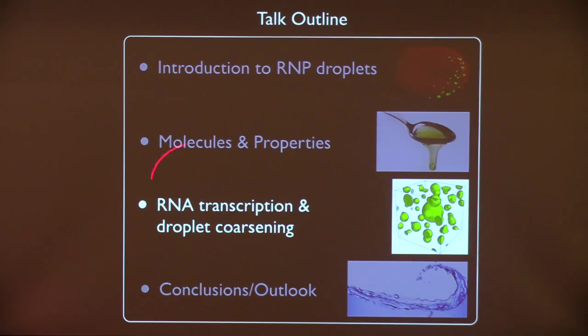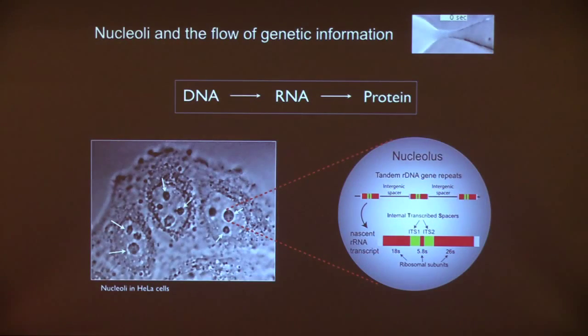And in the time remaining, I want to tell you a little bit about RNA transcription and droplet coarsening. So we'll see. I may have to go a little bit more quickly. But I mentioned that you can think about these bodies as being involved in regulating the flow of genetic information, DNA being transcribed into RNA and translated into protein.